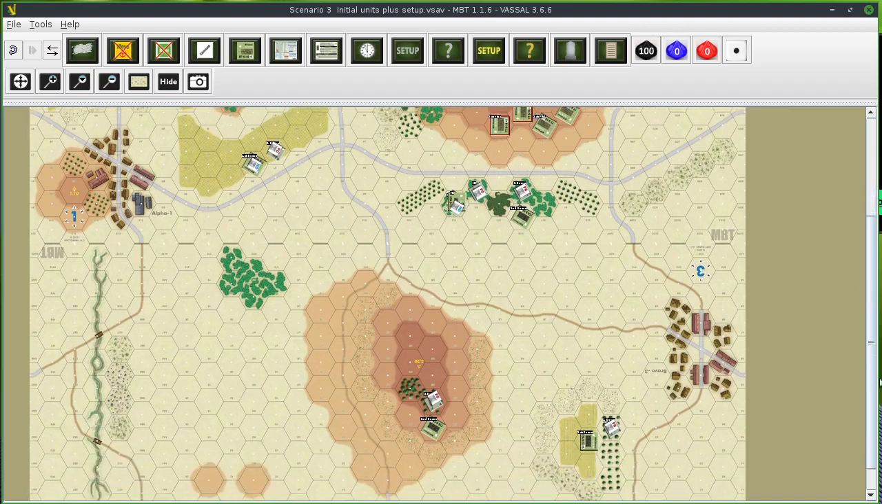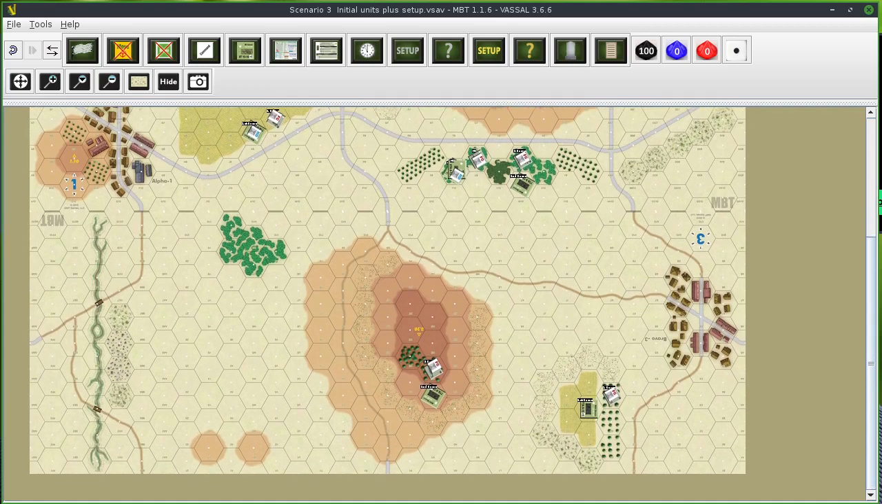All right, now let's check the range from the headquarters to the outlying units. So what's going on is I have to make sure all my units are within 10 hexes of my headquarters. See, they're 13 and they're 13, so I have to move them. So they're out of range. And I have a Bradley and I have a recon.